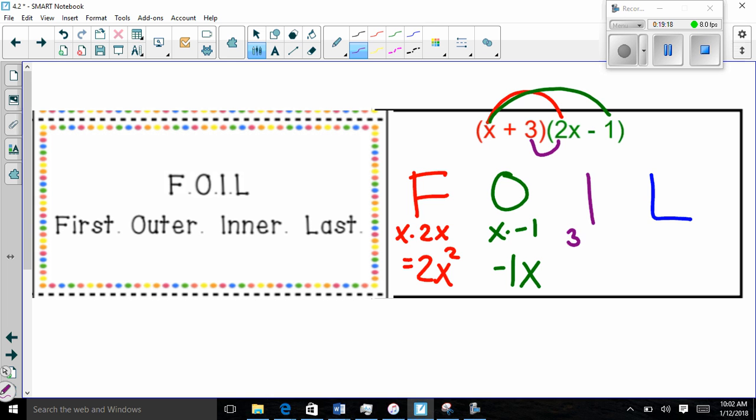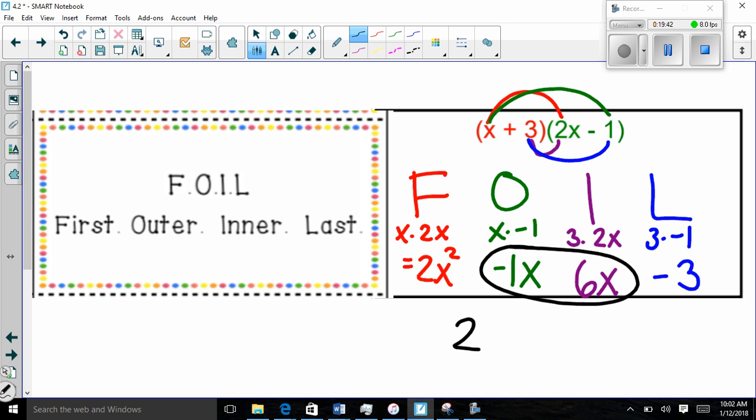I need the inner terms for these two. 3 times 2x is 6x. And then L is last. So 3 times negative 1, which is what? Negative 3. And you can see we're getting the exact same answers, which is all we're doing is combining our like terms.